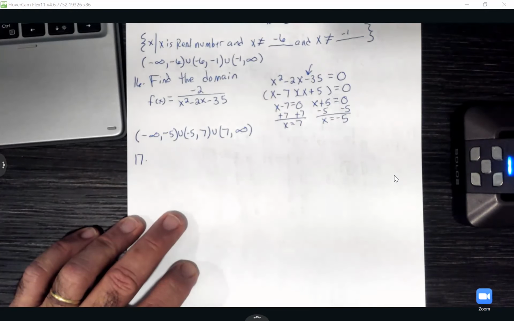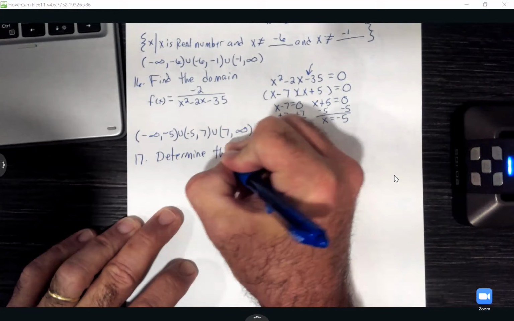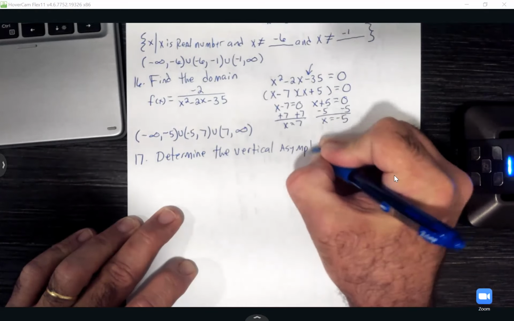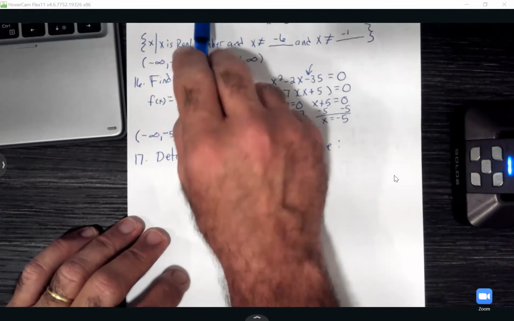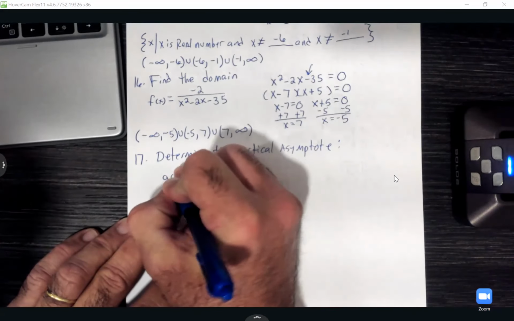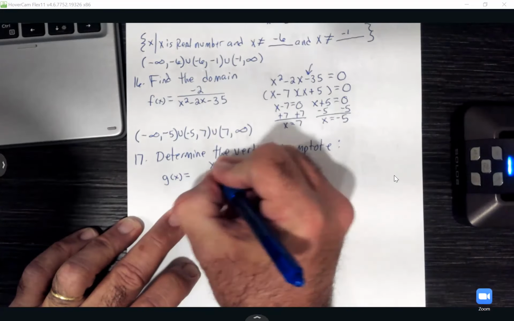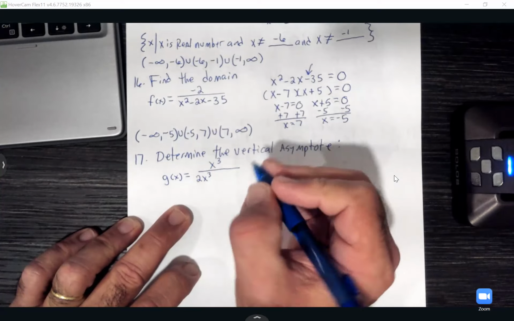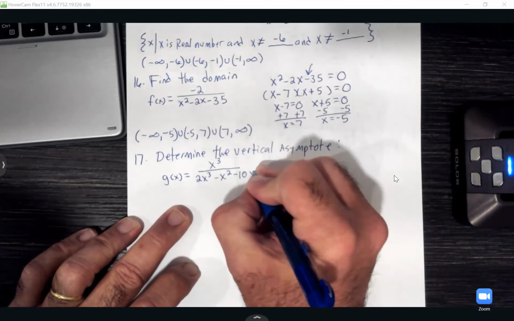All right, y'all, 17, determine the vertical asymptote. And y'all, I ain't gonna lie, these vertical asymptotes is pretty much like finding the domain stuff, except you got to check one thing on these. So let's see what I got. I got a g of x. It's going to be an x to the third on top over 2x to the third minus the x squared minus 10x.